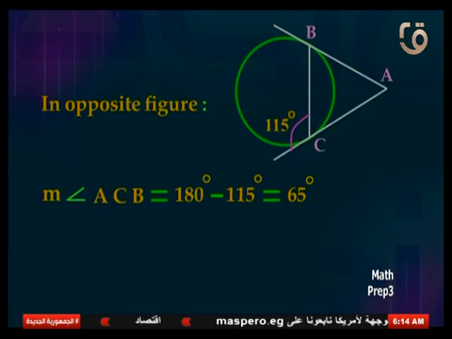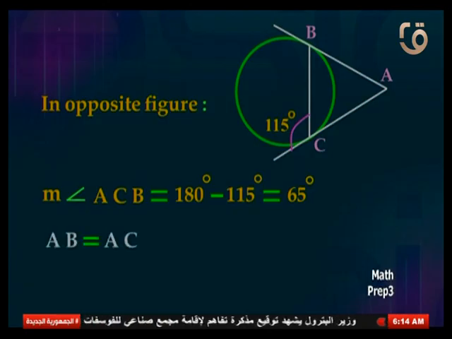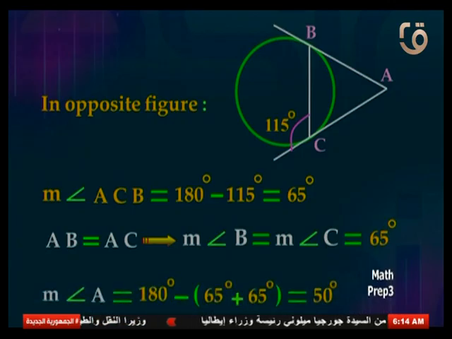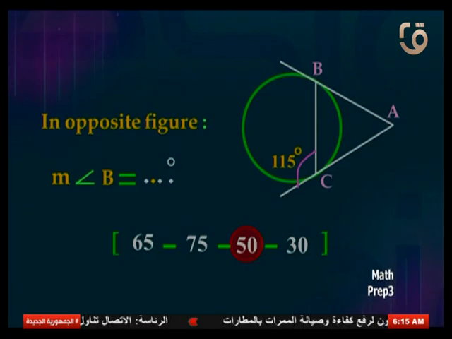Then, what about AB and AC? AB and AC are 2 tangents to this circle. So we can say that AB equals AC. This means that triangle ABC will be an isosceles triangle. So measure angle B equals measure angle C equals 65 degrees. Then what about measure angle A? It is 180 degrees minus 65 degrees plus 65 degrees to obtain a result as 50 degrees. And this is going to be the third choice.